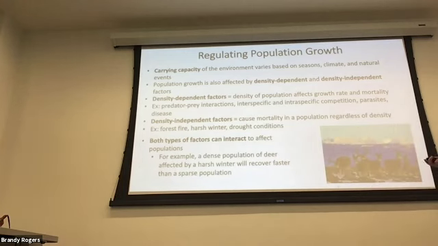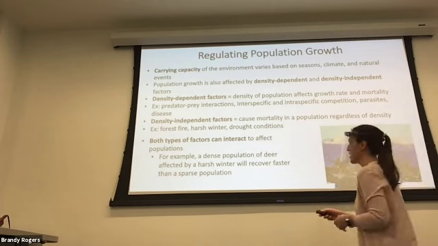Make sense? So what about density independent factors? Well, these are going to be causes of mortality or limitations on population growth in a population regardless of density. They're density independent. So wait for it, it's independent of density, right? You guys with me? Okay. Natural disaster would be a good example. So we've got forest fire, a harsh winter, a drought summer, a tornado, a volcano, right? All of these things are going to affect populations regardless of how dense or how sparsely populated they are. Okay, so that's the difference between the two.